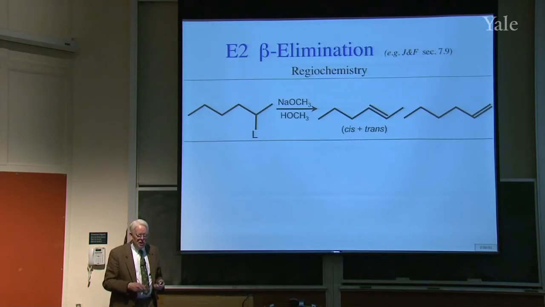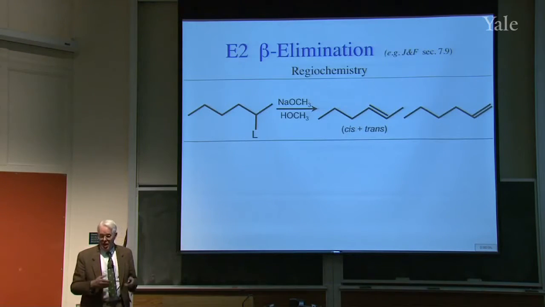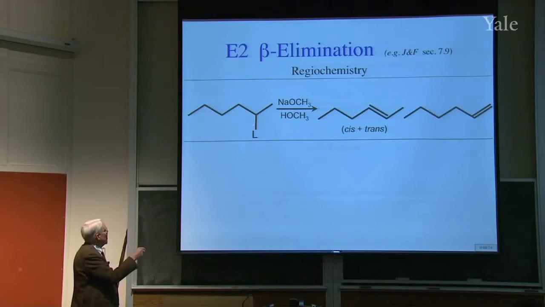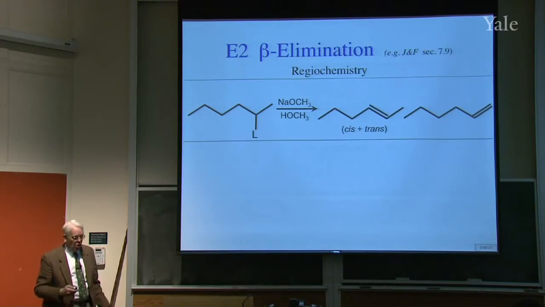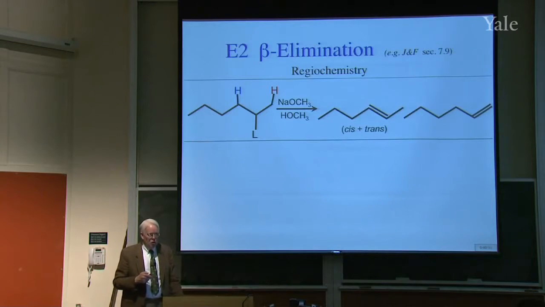Okay, now that's a question of stereochemistry, whether you get E or Z isomer, right? There's also a question of what's called regiochemistry. Where does the double bond appear? So if the leaving group is here on the second carbon and you treat it with base to remove H and L, then you can get the double bond either in this position or in this position, right? And that one can be both cis and trans. I draw only the trans isomer, right? Now, so you could remove a blue hydrogen or a red hydrogen, right?